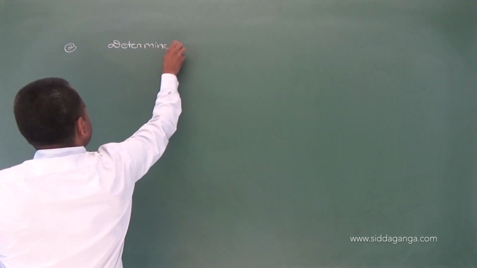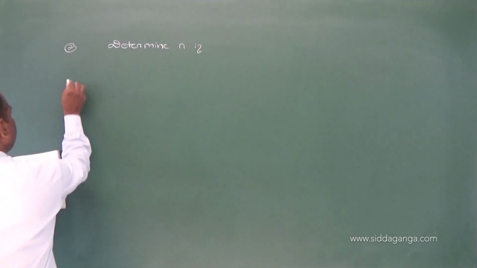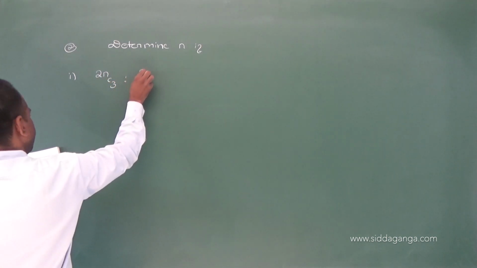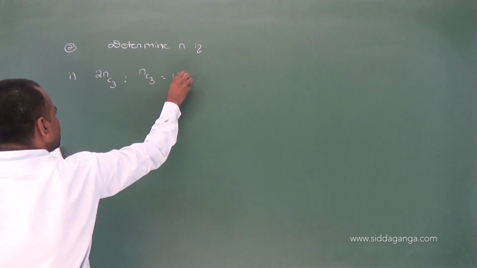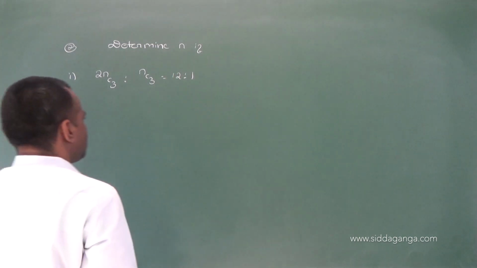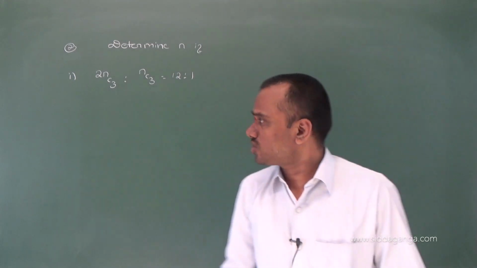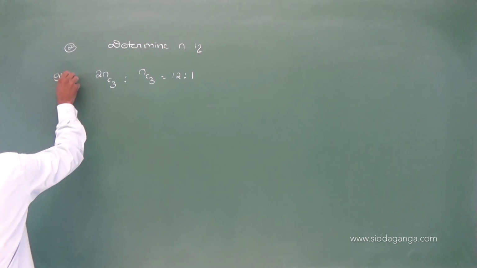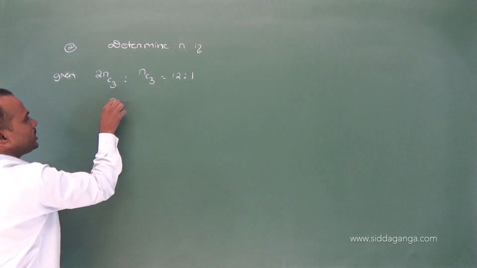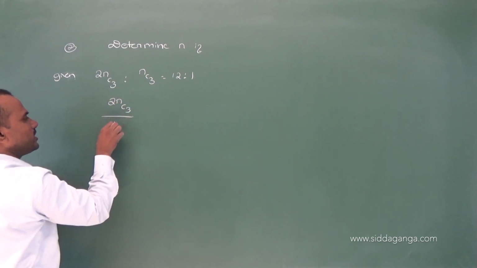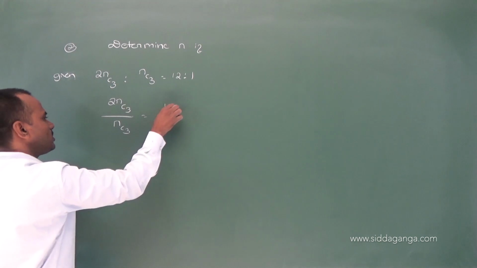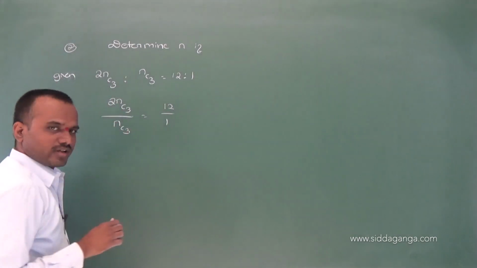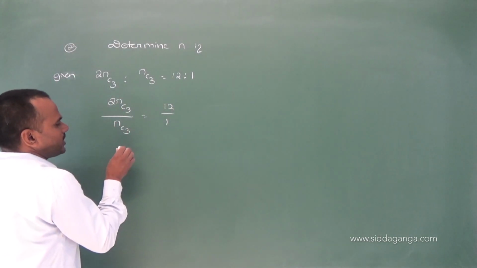Second question. Determine N if 2NC3 is to NC3 is equal to 12 is to 1. So this is what is given: 2NC3 divided by NC3 equals 12 divided by 1, because A is to B, we can write as A by B. So I use this result.